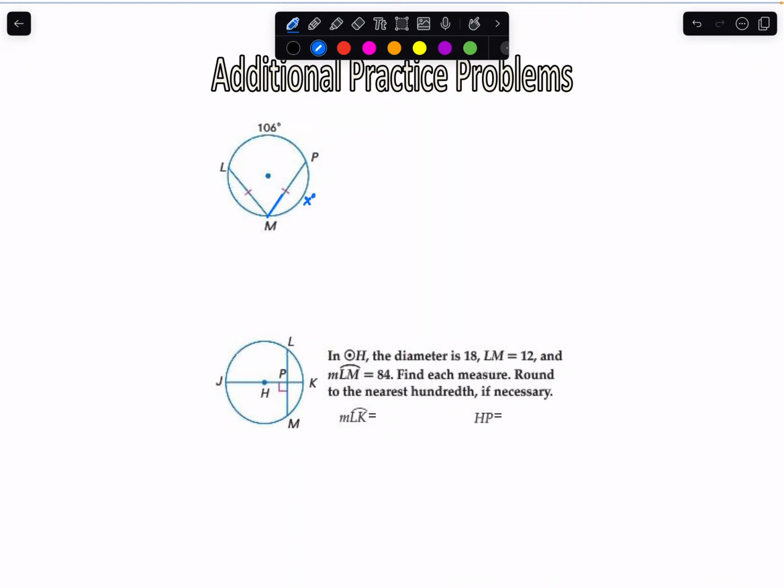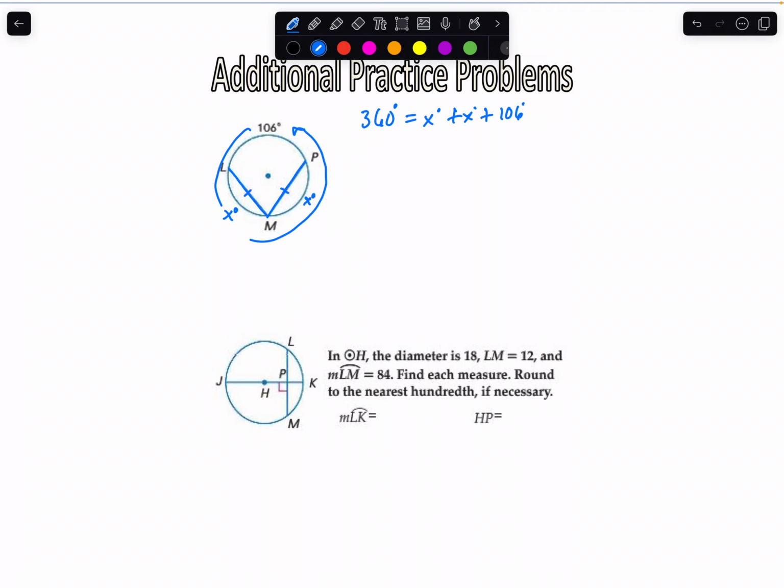Now, since there's two chords here, LM and PM, and they're both congruent, I can say that these two arcs created are both going to be x degrees. Since the total degree measure on the outside of a circle will always be 360 degrees, I can say that x plus x plus 106 should equal 360 degrees.